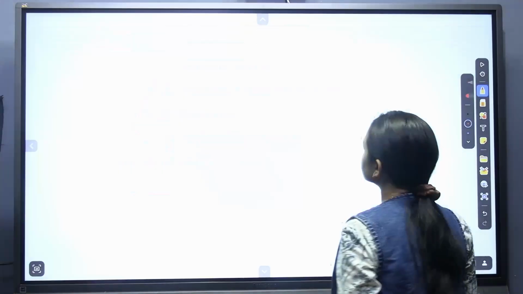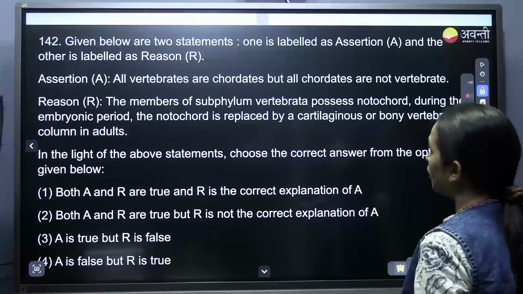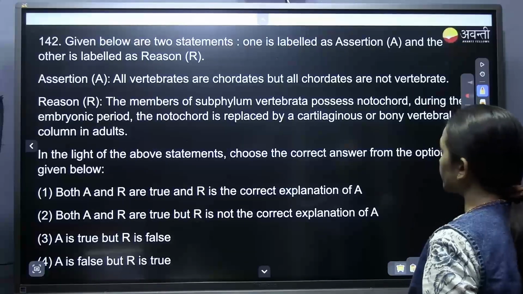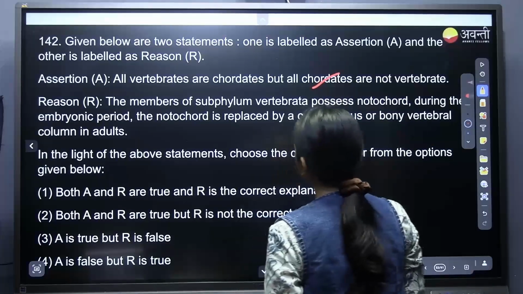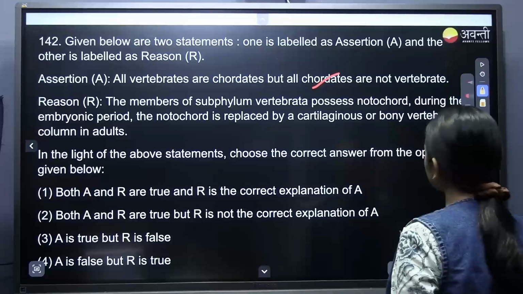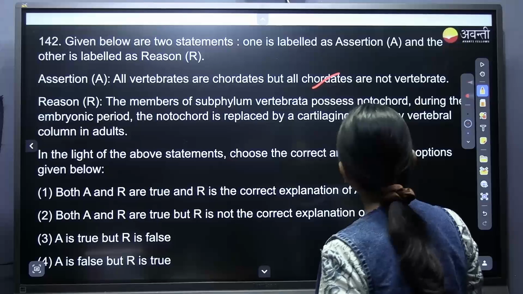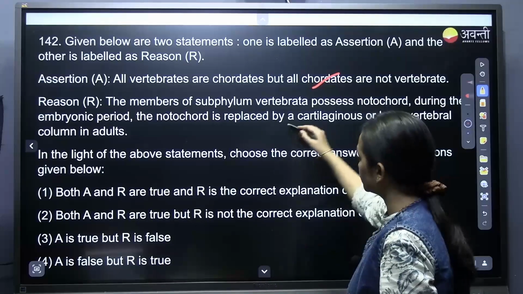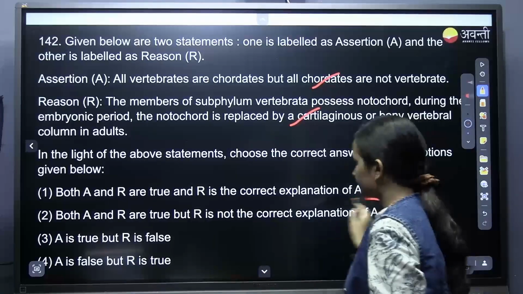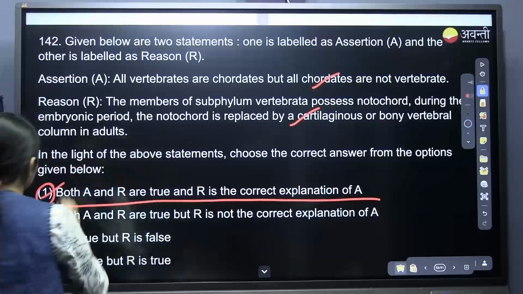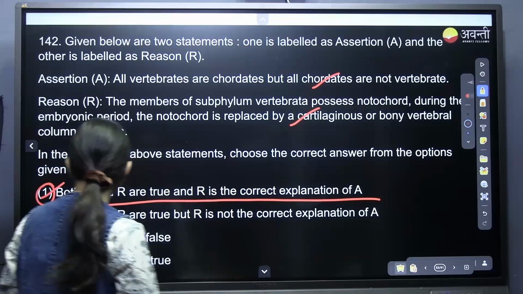Very good. Given below are two statements, assertion and reason. All vertebrates are chordates, but all chordates are not vertebrates. Yes, this is correct. The members of subphylum Vertebrata possess notochord during the embryonic period, and the notochord is replaced by cartilaginous or bony vertebral column in adults. This is also true. Is it the correct explanation? Yes. Both A and R are true, and R is the correct explanation of A. Option 1 has the correct answer.